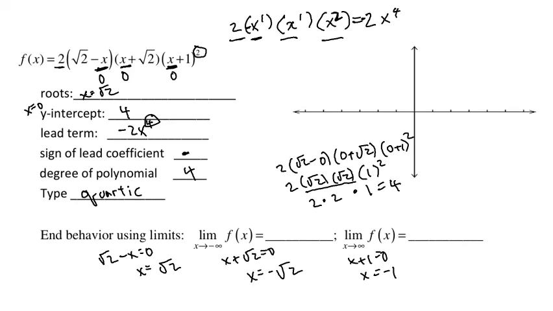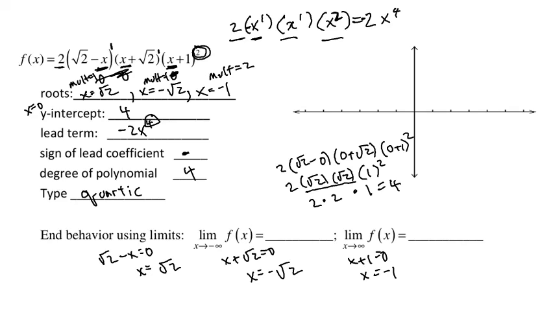So our roots would be at radical 2, at negative radical 2, and at negative 1. Notice that negative 1 has a multiplicity of 2. That negative radical 2 has a multiplicity of 1, and the other radical 2 is going to have also a multiplicity of 1 because the power is 1.